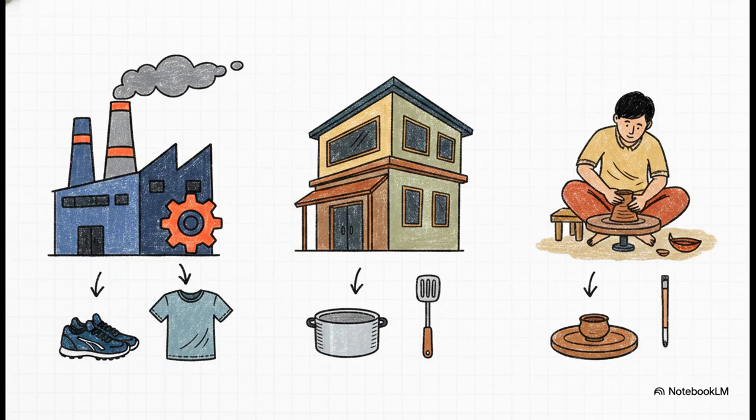Think about it. The shoes and clothes you're wearing, probably turned out by massive machines in a large-scale industry. Your kitchen pans, maybe made in a small industry. But those beautiful, intricate earthen lamps, the diyas, those are handcrafted by individual artisans right in their homes. That's a household industry. So manufacturing isn't just giant smokestacks, right? It happens at all these different levels.